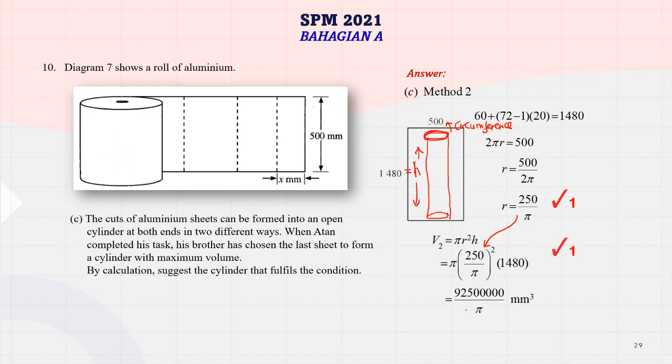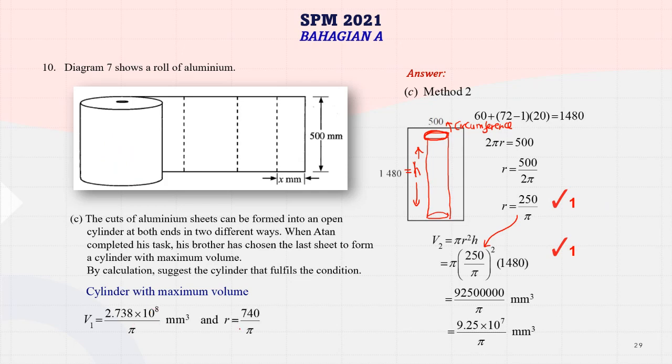So you get the answer in standard form, 9.25 times 10 to the power of 7 over pi millimeter cube. And obviously we can see that the previous volume tu lebih besar compared to this cylinder. So conclusion dia adalah, cylinder with maximum volume, V dia adalah 2.738 times 10 power of 8 over pi, dengan dia punya radius mesti 740 over pi. So this fulfills condition lah.